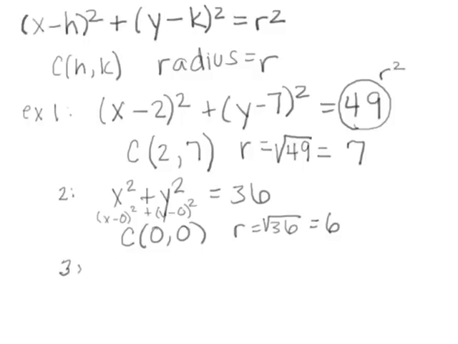Let's say we have an equation that is the quantity x plus 3 squared, and then plus y minus 11 squared will equal 12. All right, you may see why I chose this example. Notice that I no longer have two negatives inside of those quantities that are being squared.